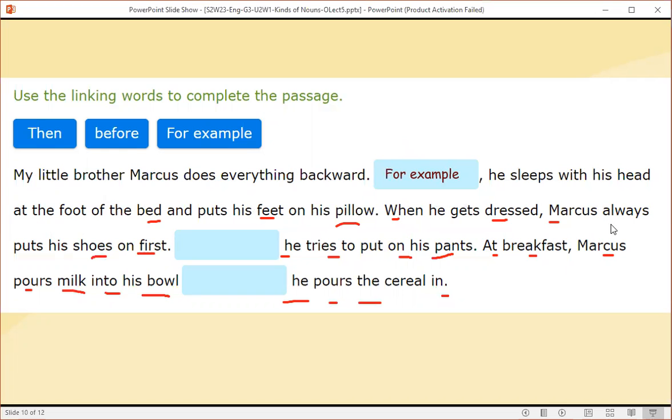When he gets dressed, Marcus always puts his shoes on first. Blank, he tries to put on his pants. So these two are related, okay, they follow each other. So this one is first, and the second one should be then, because I have first. At breakfast, Marcus pours milk into his bowl, and he pours the cereal in. So of course the last one should be before, because he's doing everything backwards. So this is how we use linking words in our sentence.